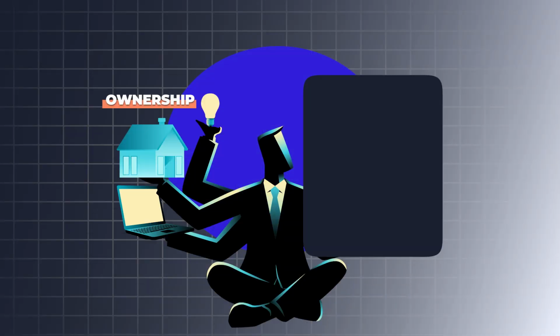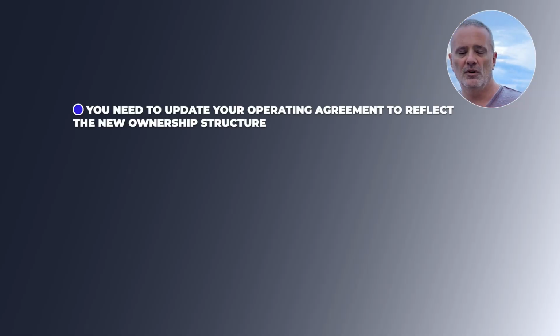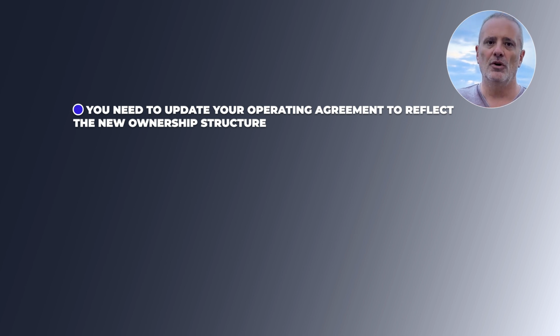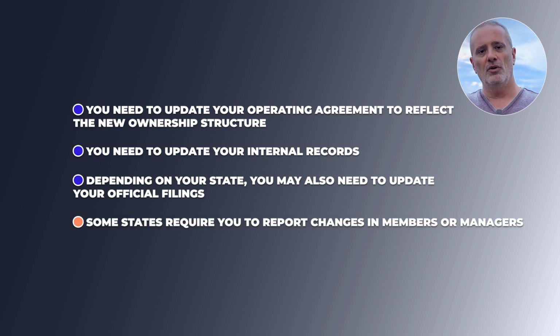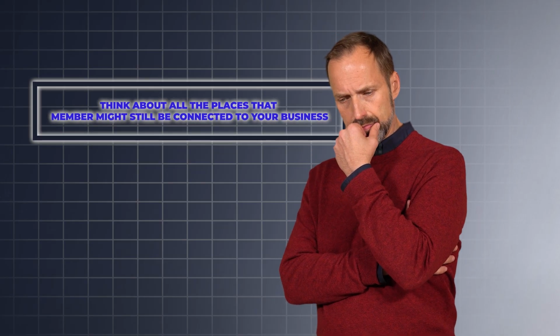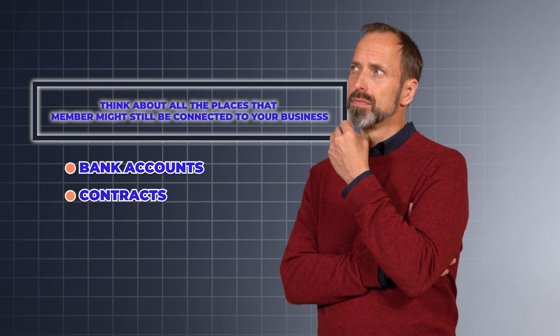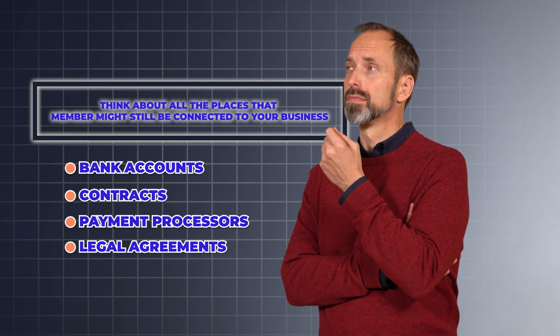Now, once you've handled the ownership and financial side, you're not done yet. This is another area where people make big mistakes. Because removing a member isn't just about internal agreement. It has to be reflected everywhere. You need to update your operating agreement to reflect the new ownership structure. You need to update your internal records. And depending on your state, you may also need to update your official filings. Some states require you to report changes in members or managers. And beyond that, think about all the places that members might still be connected to your business. Bank accounts, contracts, payment processors, legal agreements. If their name is still tied to any of those, it can create problems later. So you want to go through everything and make sure it's fully updated.